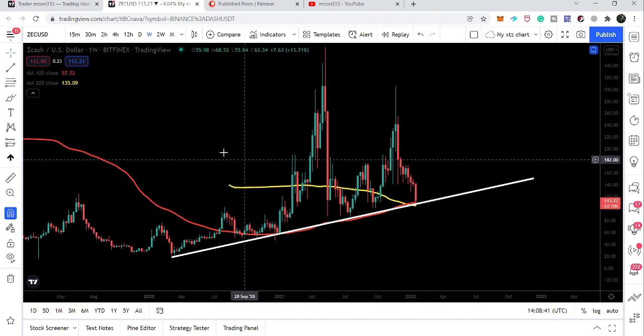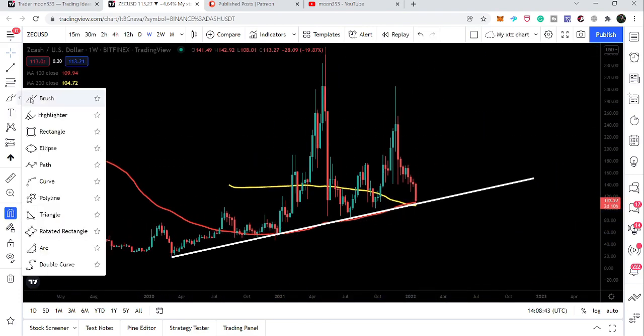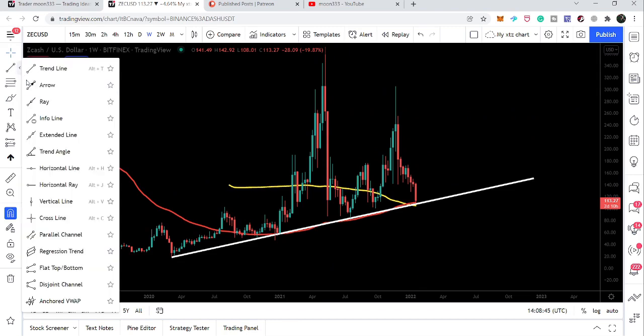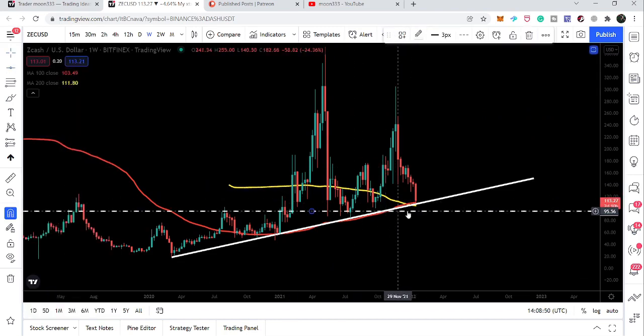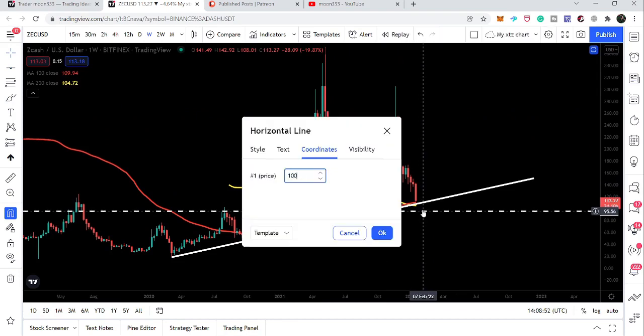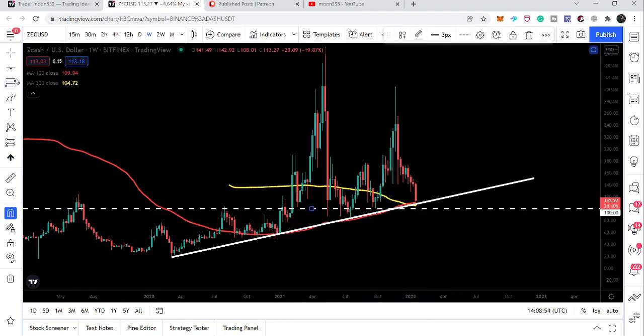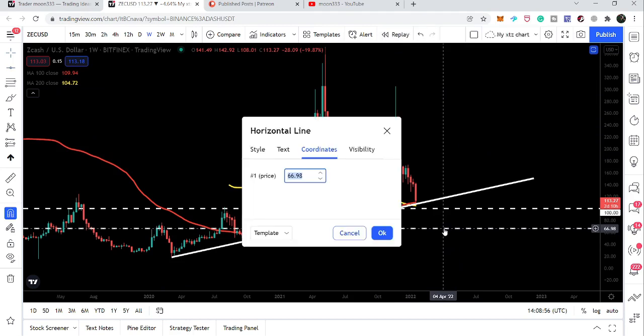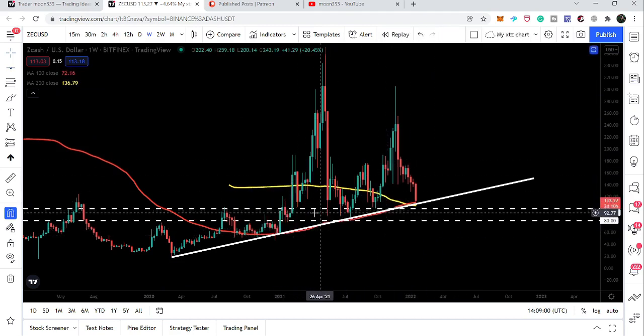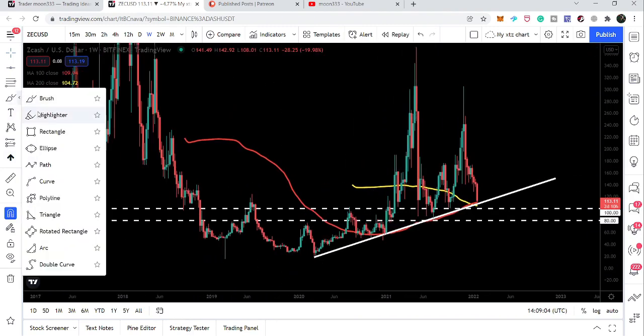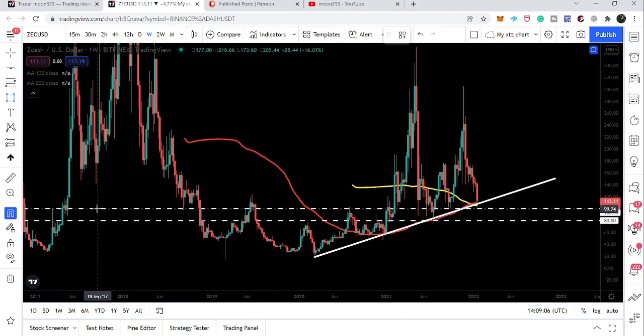And there is also a very nice support zone that starts from $100 and goes to $80. If I place the trend lines, it will be easy for you to understand. Here I've placed the trend line at $100, and the next trend line I'm placing at $80. Let me highlight this level, then it will be easy for you to understand.